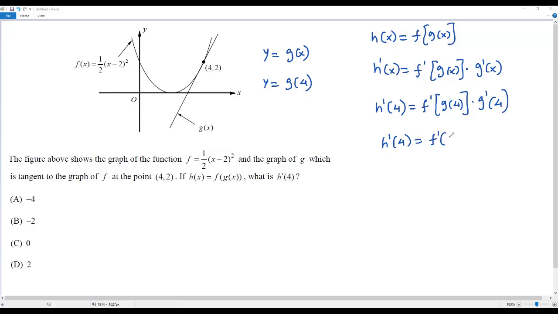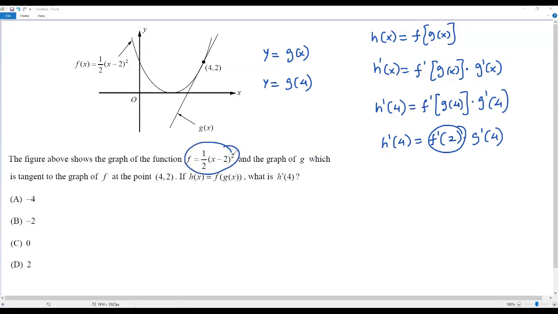So that is 2 times g prime of 4. Here we have to get the value of f prime of 2 and g prime of 4. Then we have to multiply them to get the value of h prime of 4. Now, to get the value of f prime of 2, we need to find the first derivative of the function f.